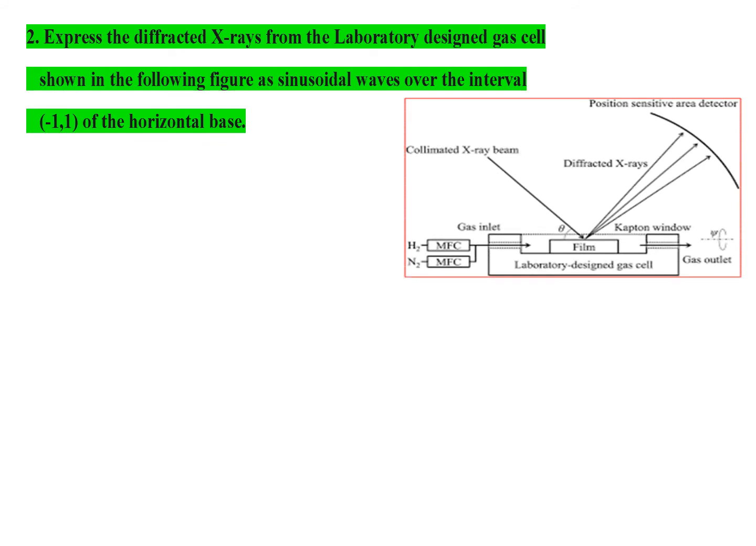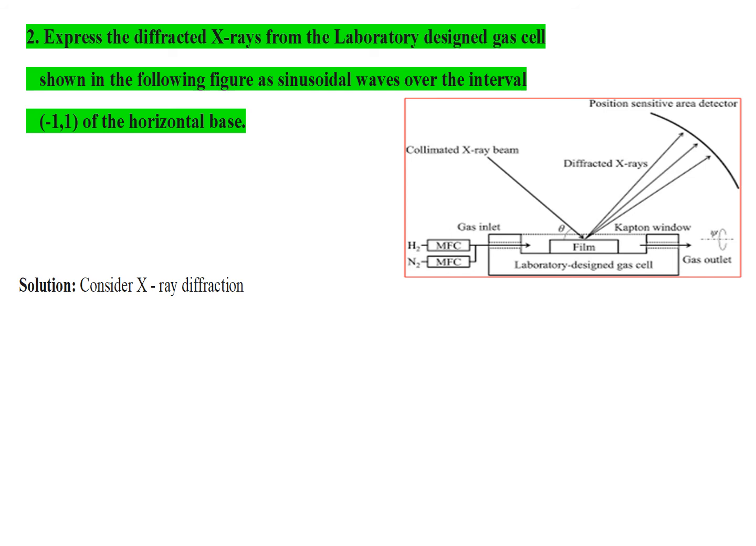Let us do another problem here. Look at this one. Express the diffracted X-rays from the laboratory designed gas cell shown in the figure as sinusoidal waves over the interval minus 1, 1 of the horizontal base.